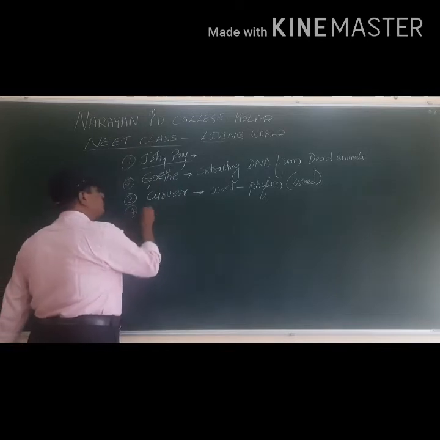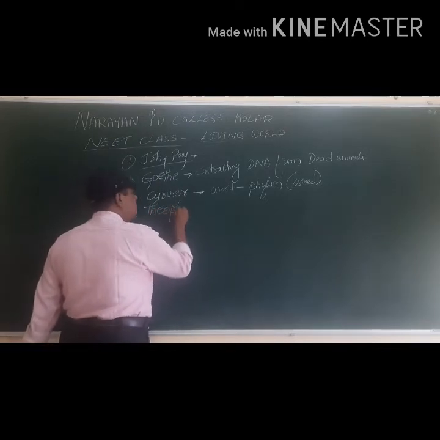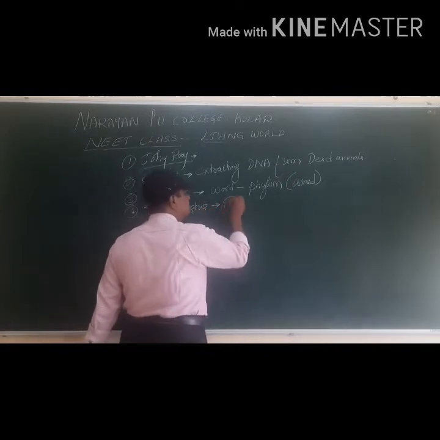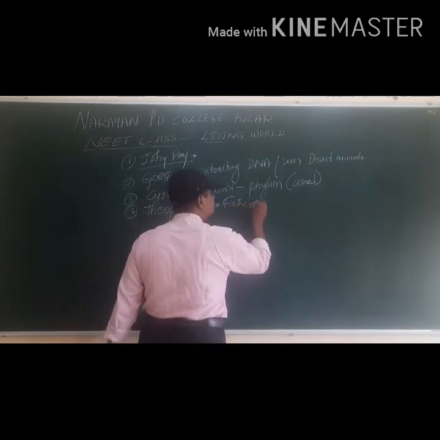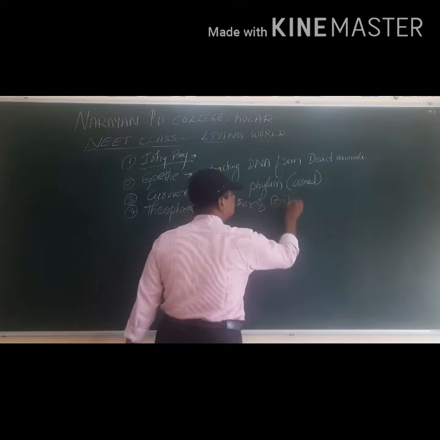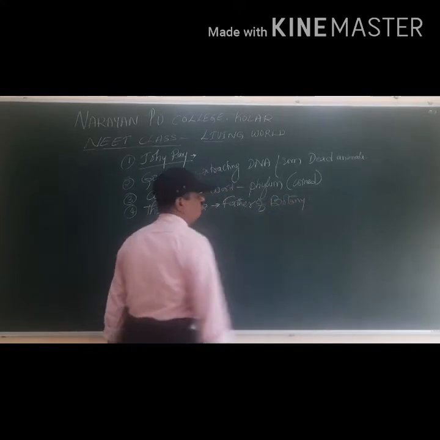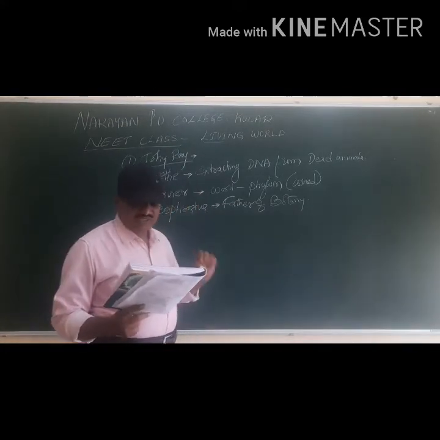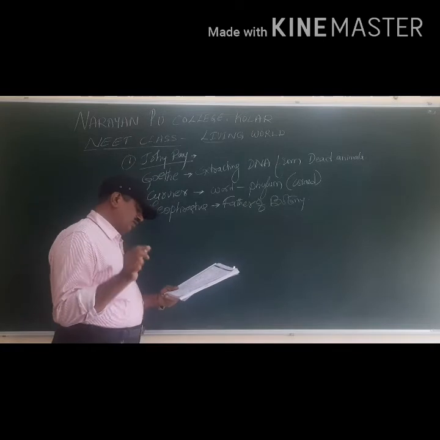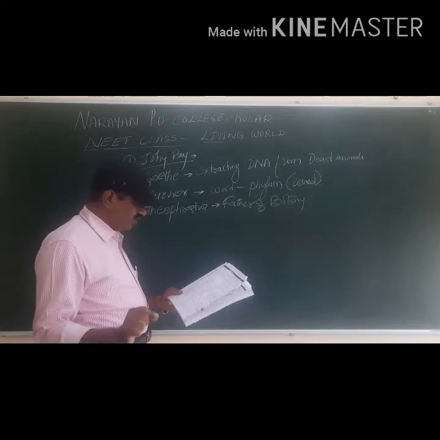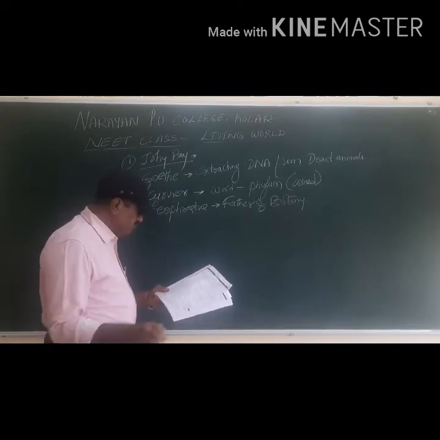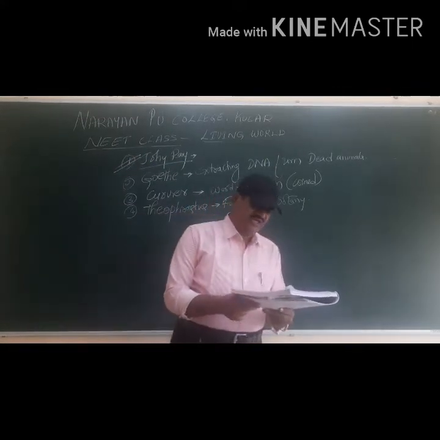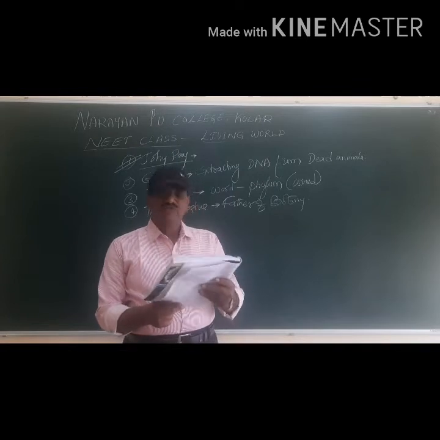And the fourth one is called Theophrastus. This Theophrastus is called the father of botany. So this person never comes for identification key. Here the right one, the scientist who developed a key for identification of animals, is John Ray. Now we go for the next question.